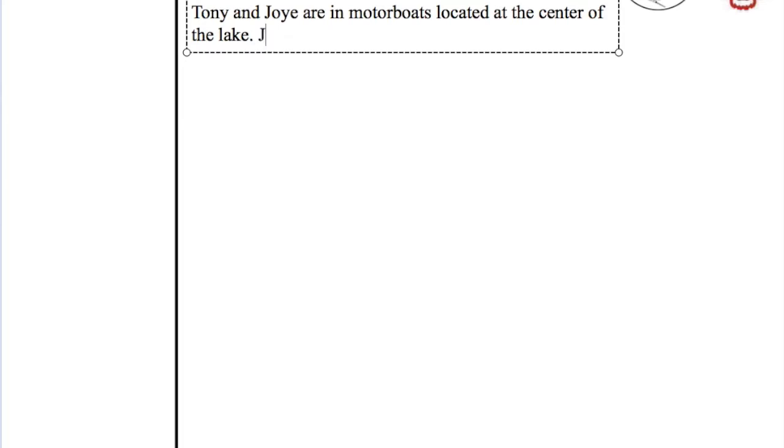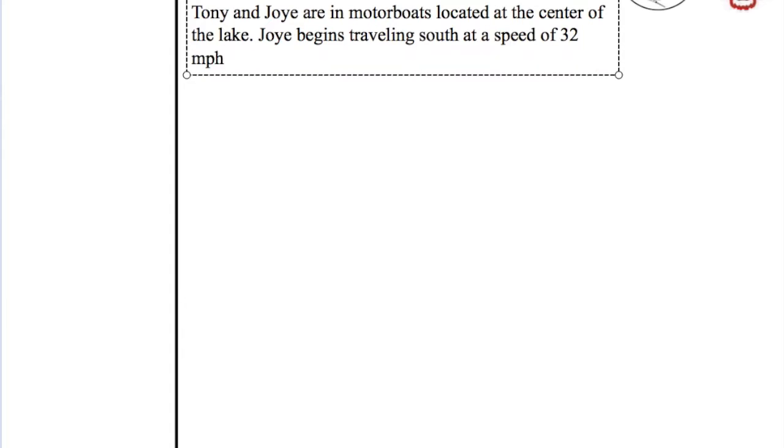I'm gonna say Joy, you can start this. Joy begins traveling south at a speed of 32 miles per hour. At the same time, Tony, maybe we can spell Tony with an I. No, we'll leave it Y. It's Tony the Tiger. Oh, Tony's definitely spelled with a Y then.